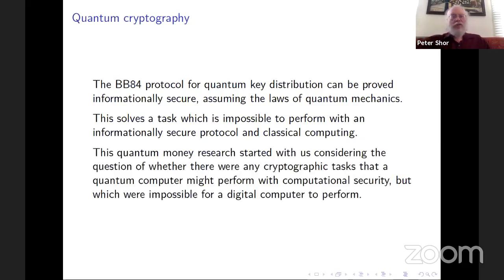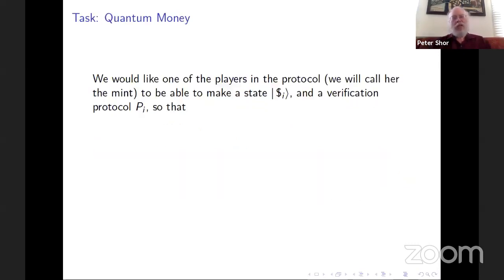So this quantum money research started with me considering the question of whether there were any cryptographic tasks that a quantum computer might be able to perform with computational security and which were completely impossible for a digital computer to perform. And we came up with this task, quantum money. After I came up with the task, I spent several years trying to come up with a protocol for this task. The task is that we would like one of the players in the protocol, whom we will call the mint, to be able to make a quantum state and a verification procedure P sub I, which goes with the quantum state.